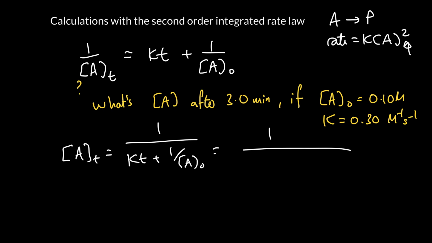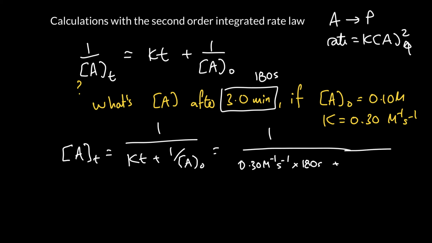So we've got our rate constant is 0.3 molar to the -1, seconds to the -1. We multiply by the time. And it's in minutes, right? So minutes and seconds aren't going to cancel, but we know there's 60 seconds in a minute. So 60 times 3 is 180 seconds. So 180 seconds. All right, what do we have? Plus 1 over the original concentration. So 1 over 0.1 molarity.